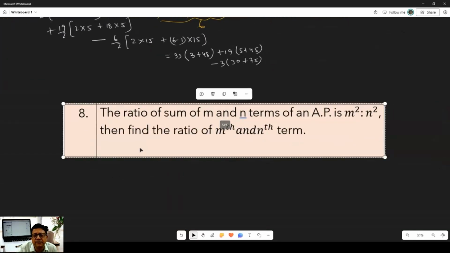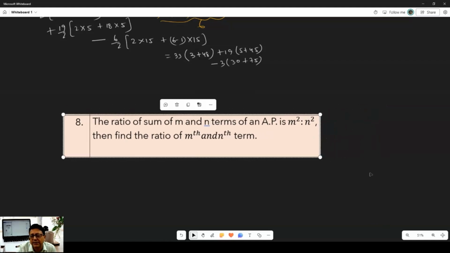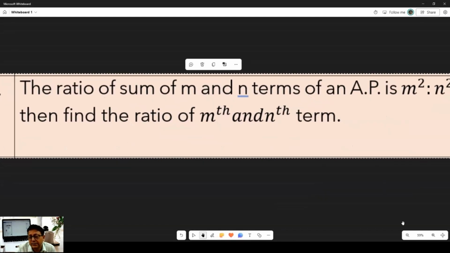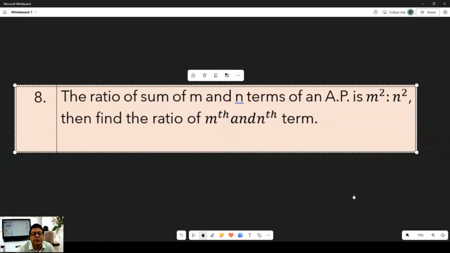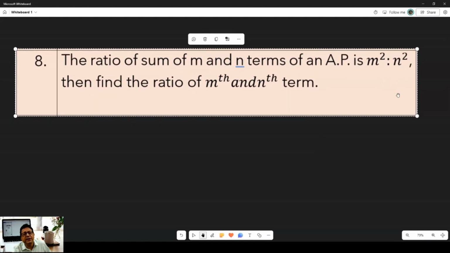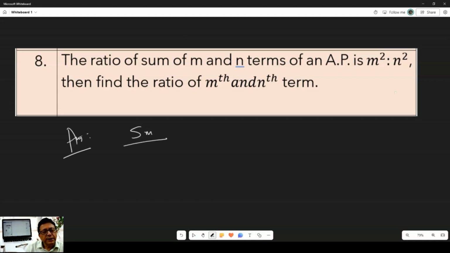This is a very interesting sum. Very, very interesting problem here. What is given over there? Here it is given. Just a minute. Let me reduce it. Ratio of sum of m and n terms of an AP, m square by n square. Find the ratio of mth term and nth term. See how I am answering here? Sm by Sn we have to find. Sm by Sn given over there.